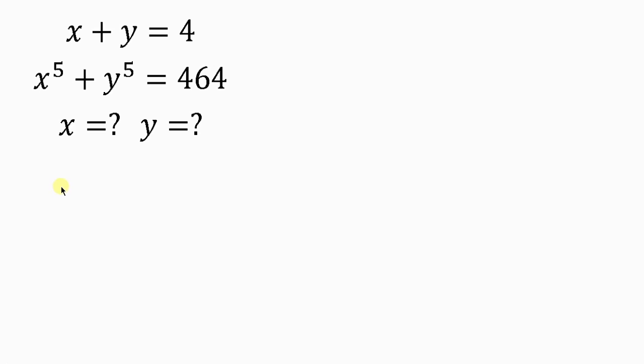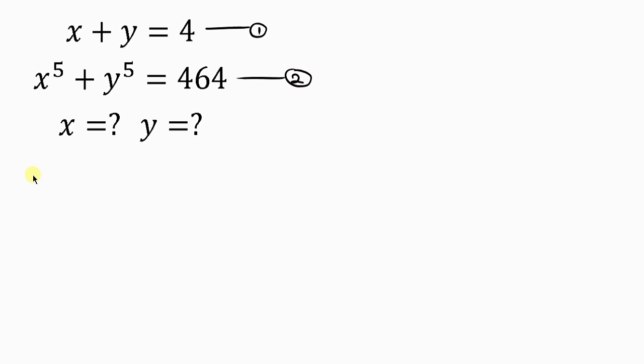Look at this nice and beautiful question on the board that we're going to be solving. The question says, find the value of x and y for which x plus y is equal to 4 and x to the 5 plus y to the 5 is equal to 464. We can call this equation 1 and we call this equation 2.